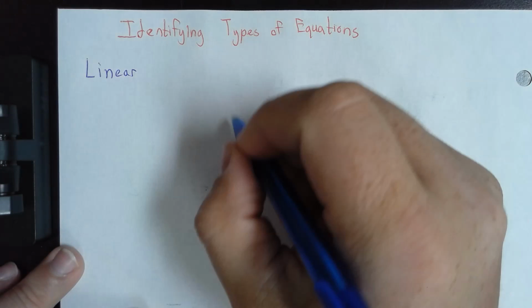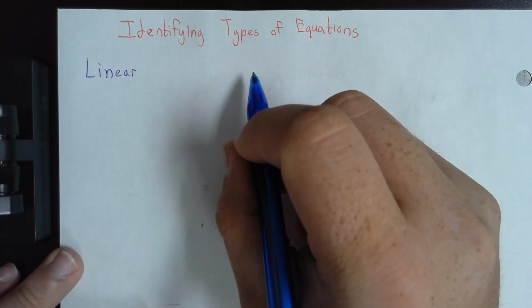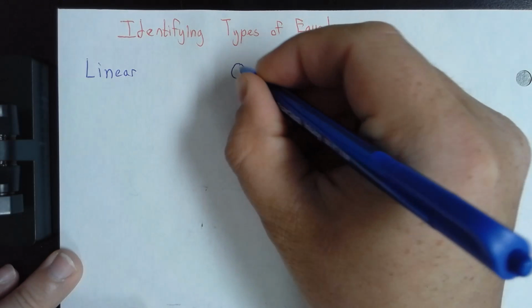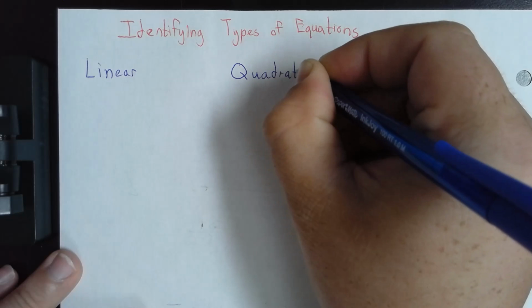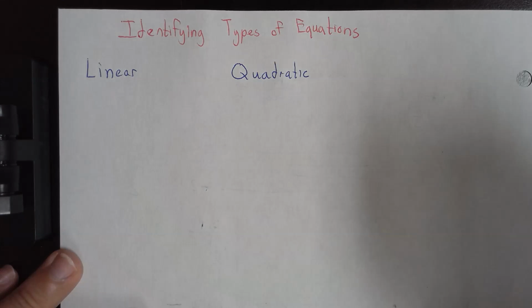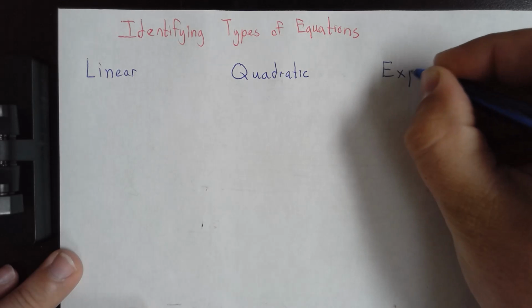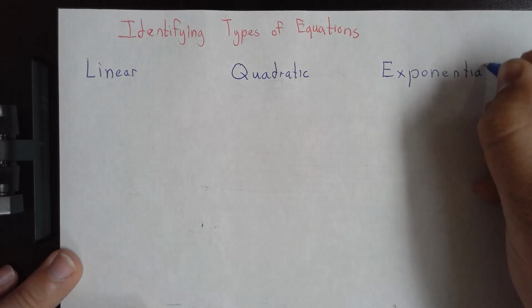What is our second type of equation that we've talked about? Starts with a Q. Quadratic. That's our second type we've talked about over the last 5 lessons. And then our last one, Cora? Exponential. Okay, so we have those 3 main types of equations.